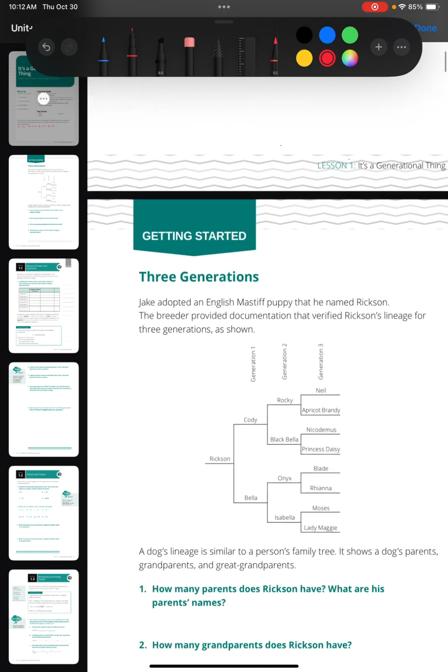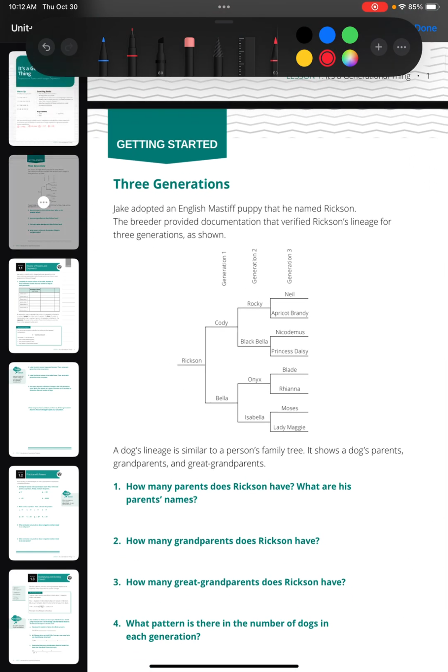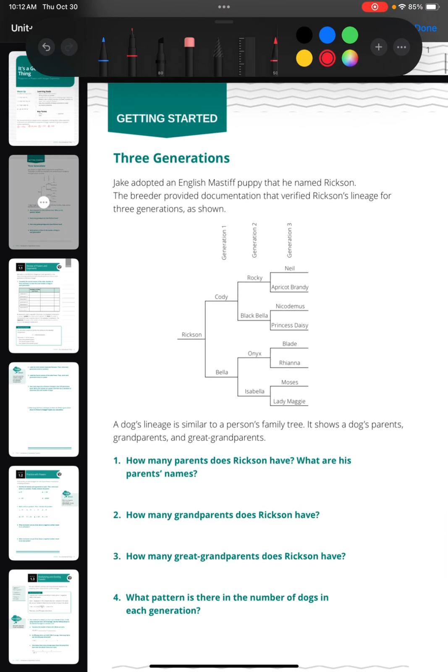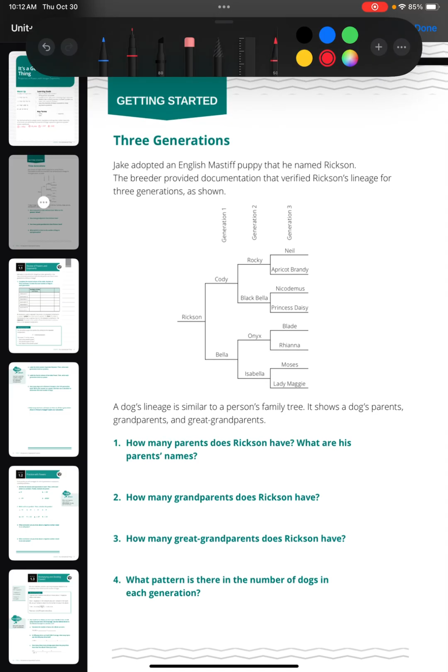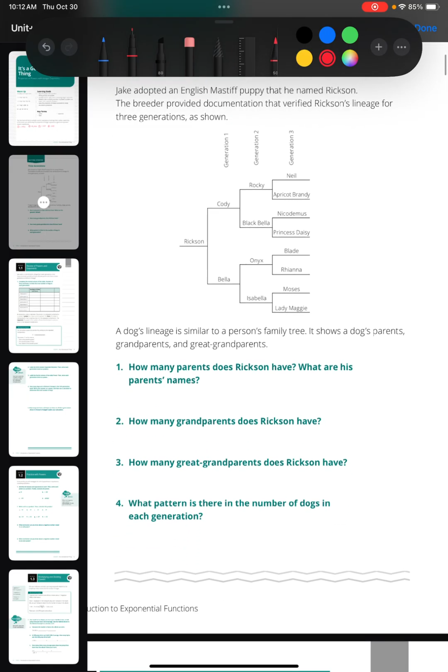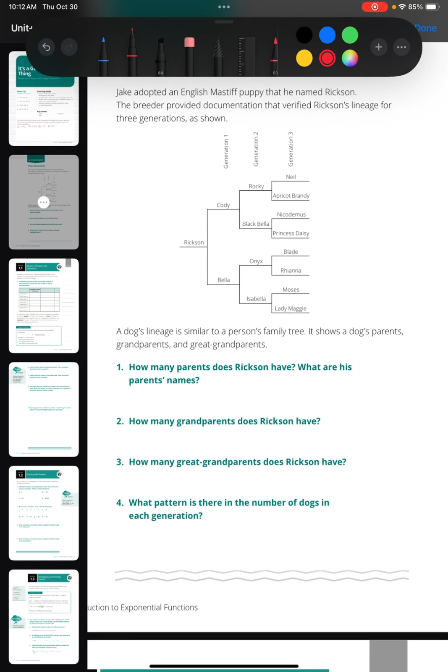All right, so moving on to the getting started activity, just going to try to recognize some patterns here. This is talking about Jake adopting an English Mastiff puppy. His name's Rickson. The breeder provided documentation that verified Rickson's lineage for 3 generations as shown. So a dog's lineage is similar to a person's family tree. It's almost the exact same. We're just dealing with a dog instead of a person. And it shows the dog's parents, grandparents, and great-grandparents.